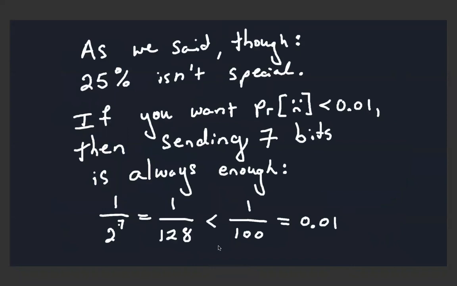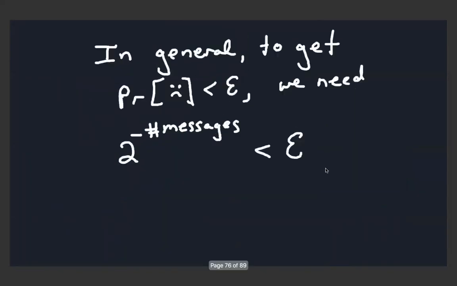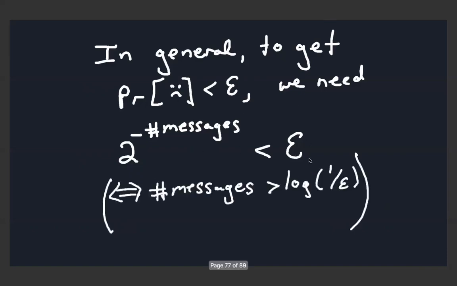yeah, so 7 bits is always enough, right? And in general, in order to get the probability of some error less than epsilon, we need to know that 2 to the negative number of messages is less than epsilon. And that's a really easy equation to solve. That happens exactly when you send more than log of 1 over epsilon many messages. And so log of 1 over epsilon plus 1 is enough.